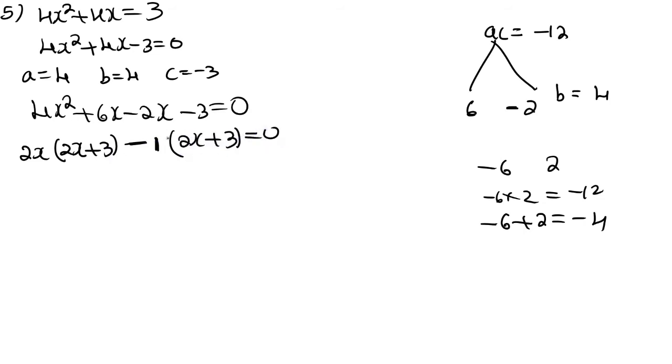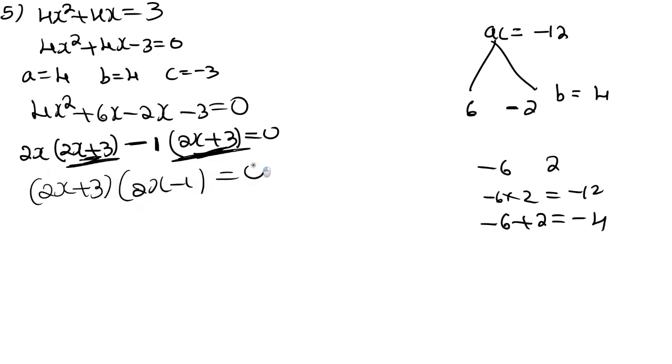Why I am taking minus 1 outside? Because inside the bracket you need to get same value. Minus 1 into 2x is minus 2x. Minus 1 into plus 3, it's equal to minus 3. Here 2x plus 3 is there. Here also 2x plus 3 is there. Take 2x plus 3 outside. What is the remaining sum? 2x minus 1 equal to 0.